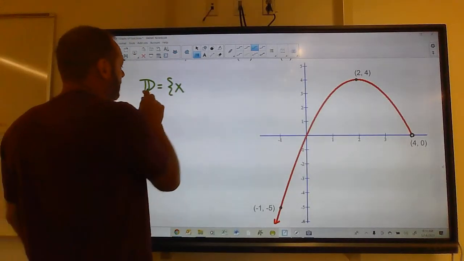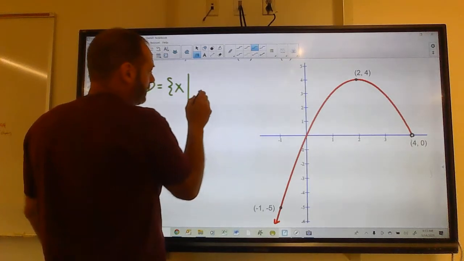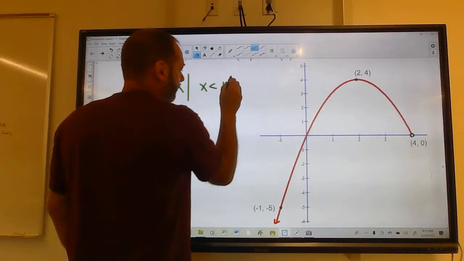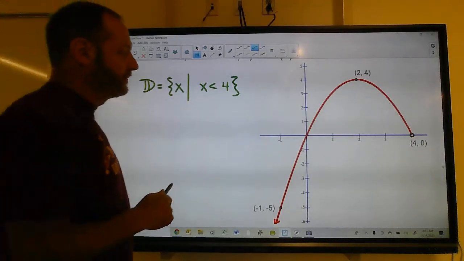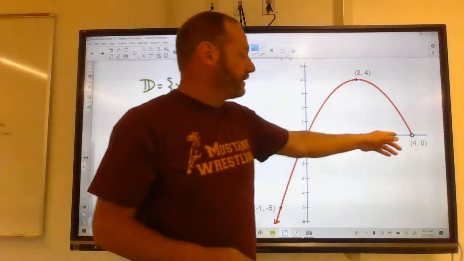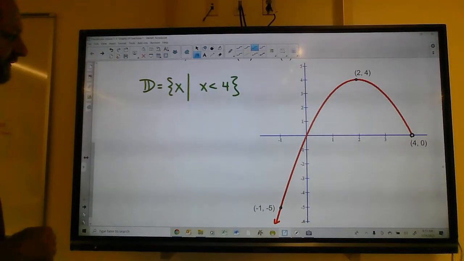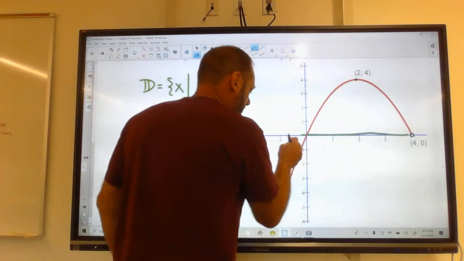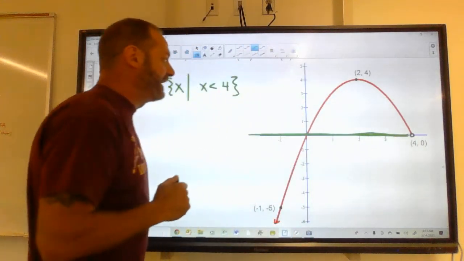So we're going to say the domain is the set of all x's where x is less than 4. It can't be 4 because there's an open circle here. Can't be anything bigger than 4, there's nothing else out there. So that's the domain. Remember, domain is along the x-axis. Where does this equation have an answer?